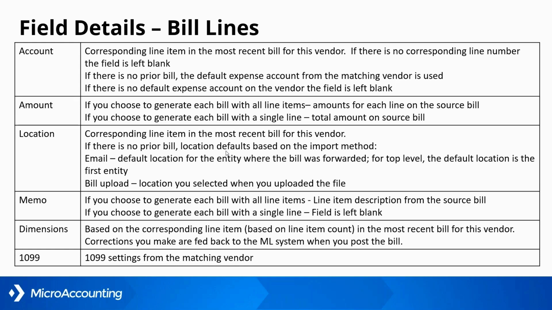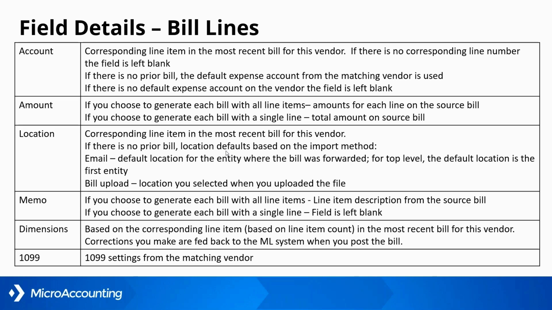So for that account, for example, it's going to look at the corresponding line item in that bill for that vendor for the last bill. So if that last bill had 5 lines on it, and the new bill has 5 lines on it, it's going to say, how did you code line 1 last time? And is line 1 the same this time? I need to code it the same way. So it's looking for that matching correspondence for those prior bills. And that's how it's determining how to fill that in.